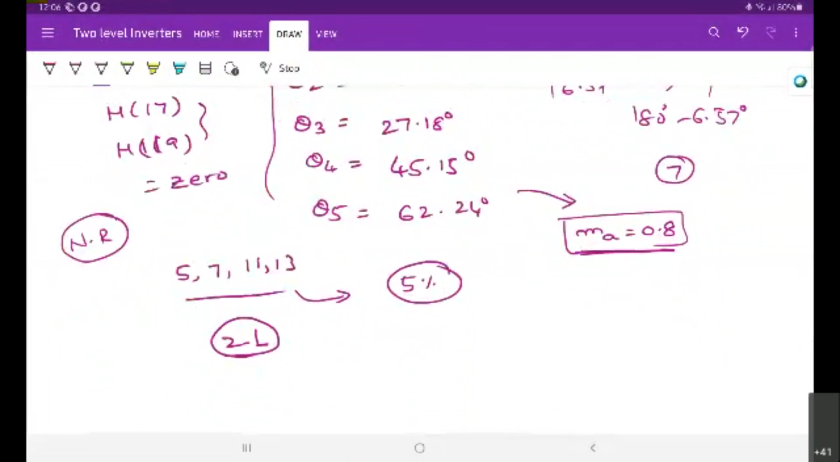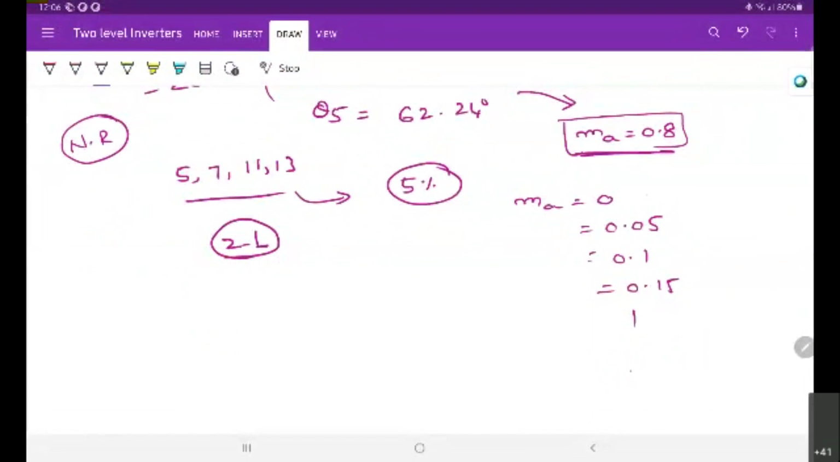So when you write a program for that, we need to solve for all the values of MA. For example, we'll solve for MA equal to 0, then 0.05, 0.1, 0.15, something like that. We have to solve all these. Here you will get one set of angles. Here also you'll get one set of angles, and here also one set of angles.